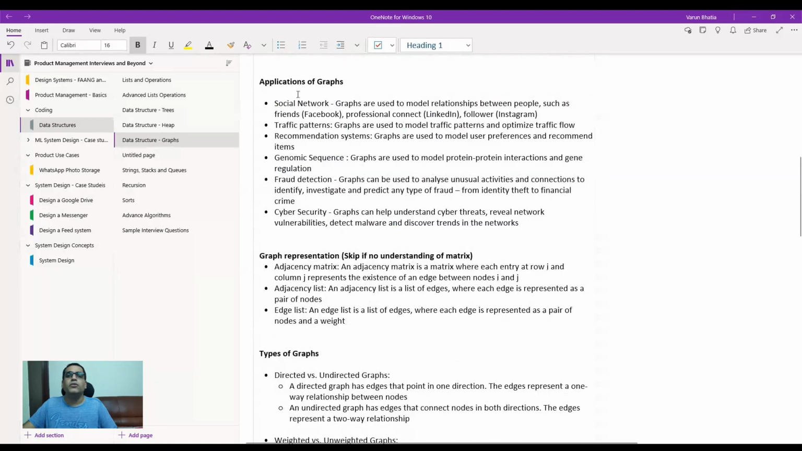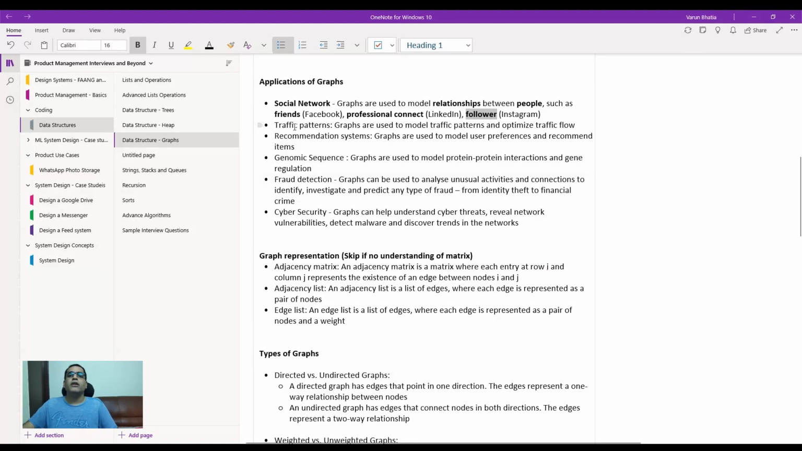Now, coming to the applications of graphs. You have social networks, a very well-known implementation of graphs. You can have relationships between people, such as friends, or if you're looking at professional social connections, then it could be LinkedIn. Or if you're looking at followers, then it is Instagram. All of these social networking sites use graphs in their underlying structure.